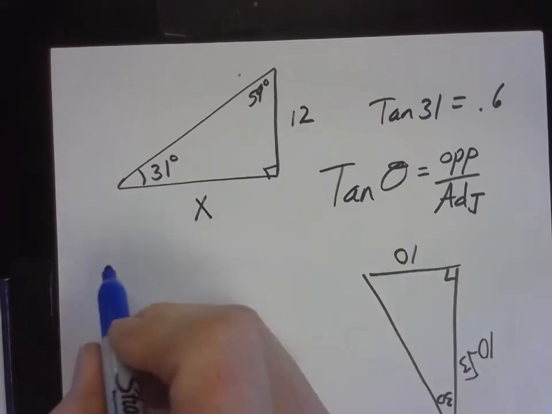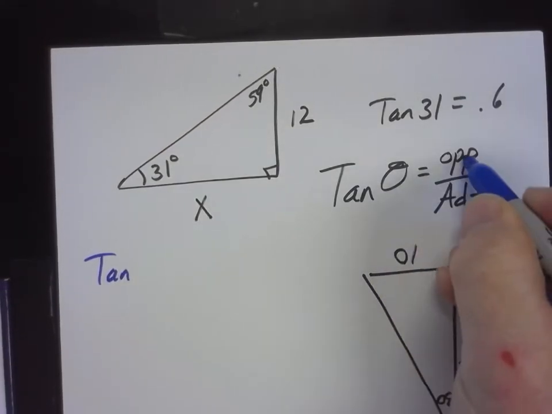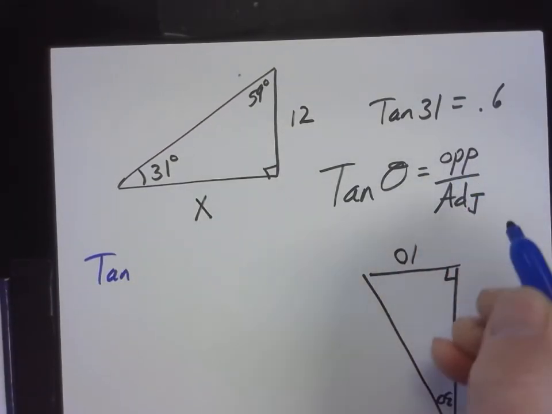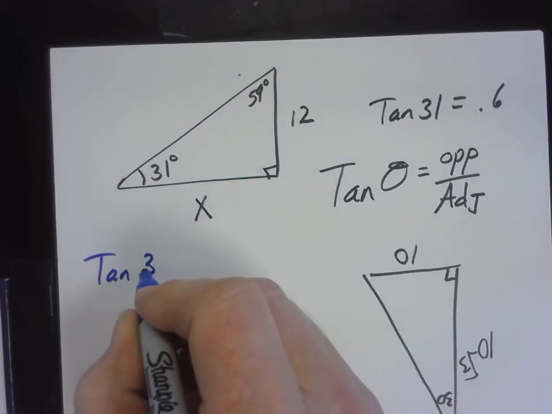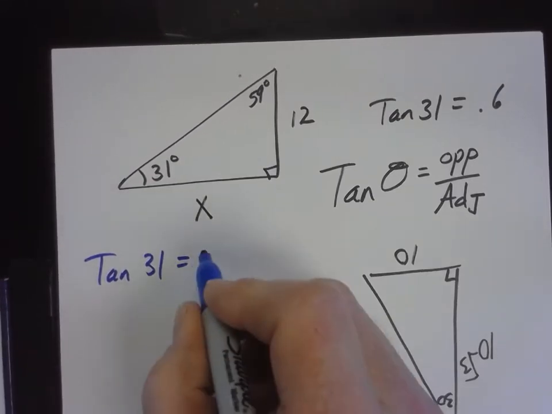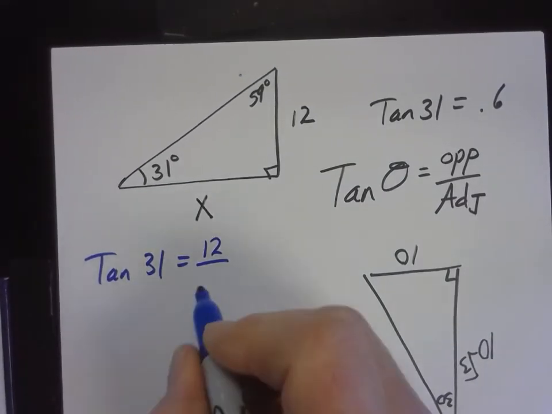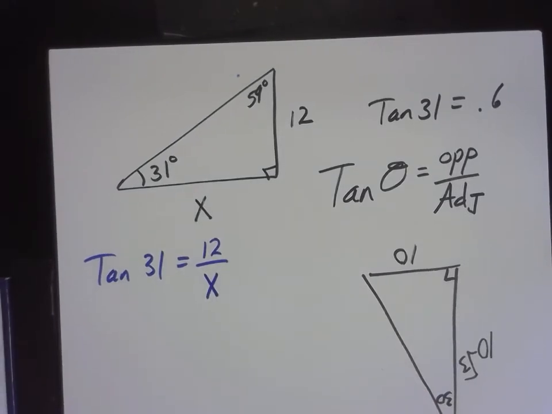If the tangent of an angle always equals the opposite over the adjacent, then the tangent of 31 degrees is equal to the side opposite from it. Which side is opposite from the 31 degrees? 12. Divided by the side adjacent to it, which is x. This is an equation we can solve and we can find x.